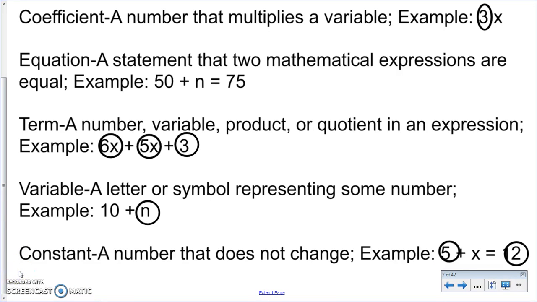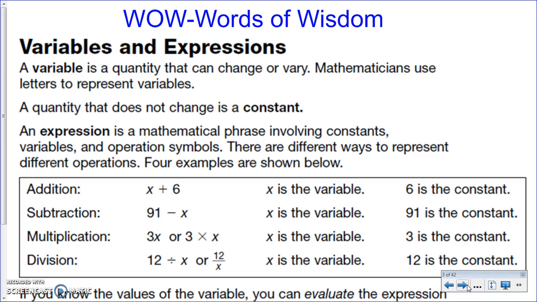A constant is a number that does not change. For example, the 5 in 5 plus x and the 12 in 5 plus x equals 12. Variables and expressions. A variable is a quantity that can change or vary. Mathematicians use letters to represent variables. A quantity that does not change is a constant. An expression is a mathematical phrase involving constants, variables, and operation symbols.